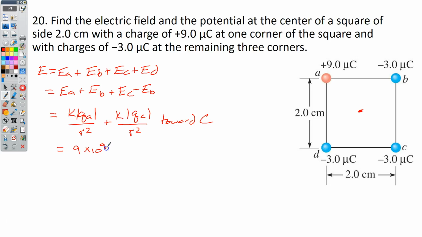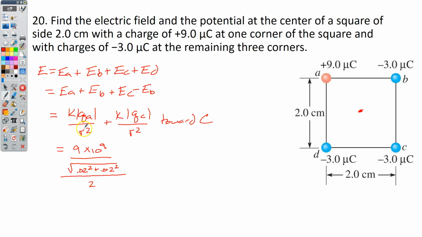The K here is just 9 times 10 to the 9th. And then the next thing we need to do is look at QA plus QC. I think the other thing we can do is factor out the R squared on the bottom. And to do the distance, we're going to do the same thing we did last time. We'll just write it differently. We're going to put 0.02 squared plus 0.02 squared, and then underneath the radical, we're going to divide it by 2. That will give us that distance that we wanted on the bottom.